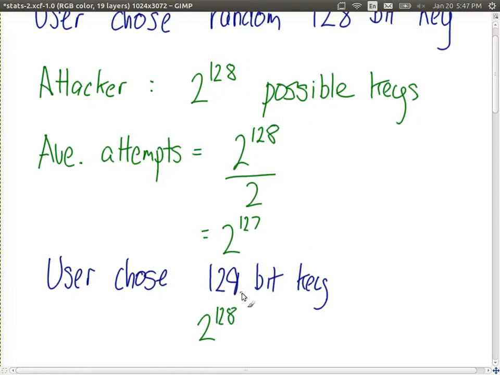This illustrates that by increasing the key length by just one bit, then we double the amount of attempts that the attacker must take to find the key.